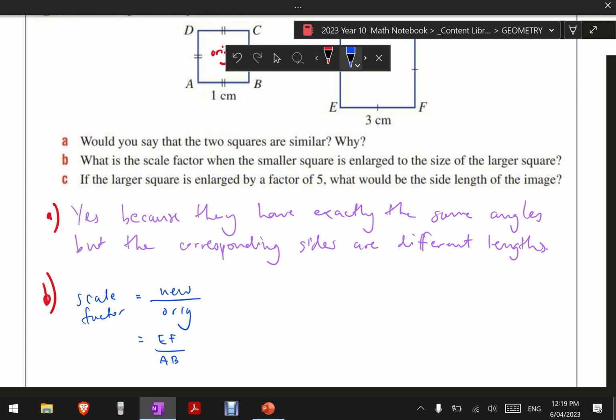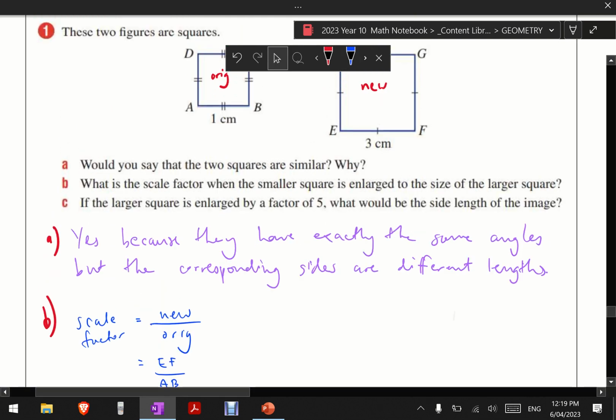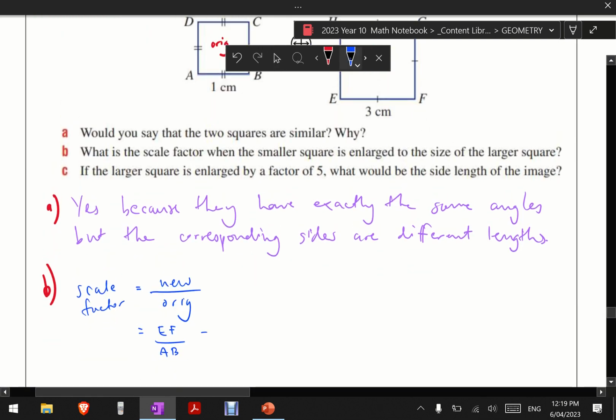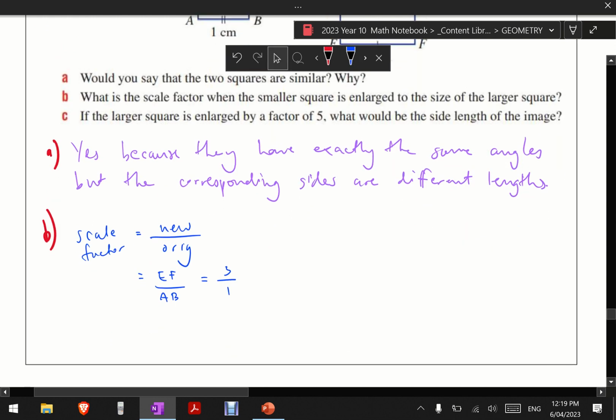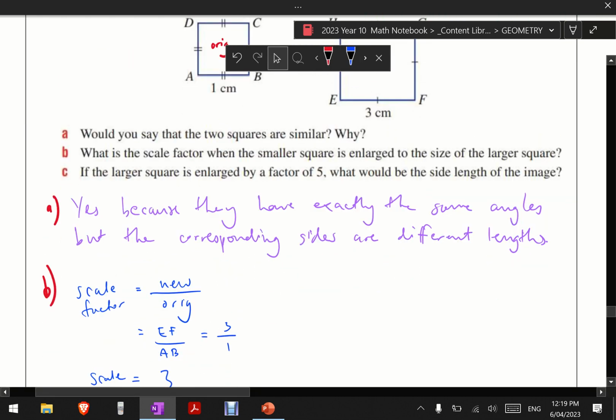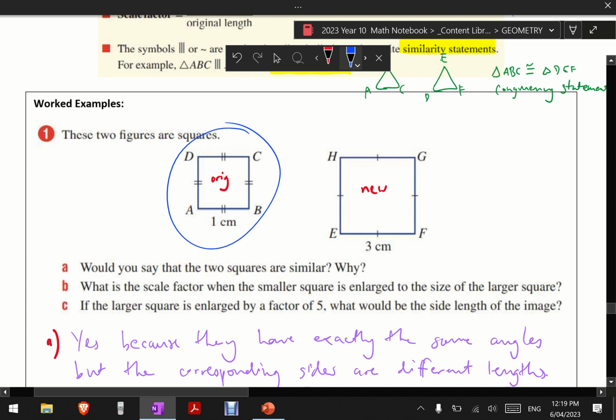Make sure you look at the side lengths. According to this, EF is 3 and AB is 1. Therefore, the scale factor is 3 divided by 1, which is 3. So what that means is this original shape has been multiplied by 3 to get the new shape.